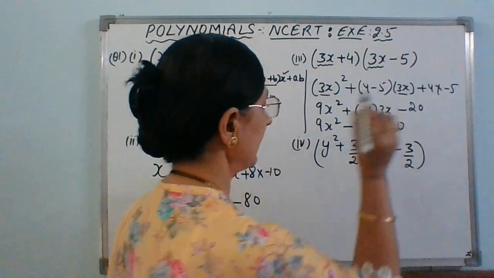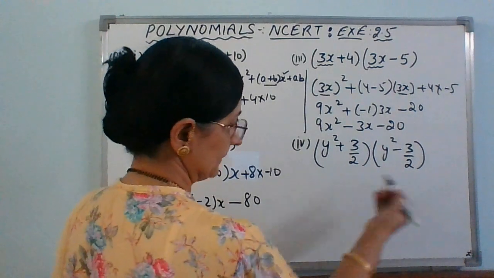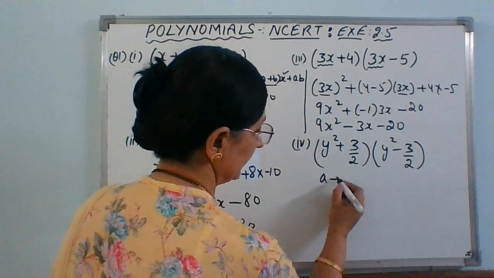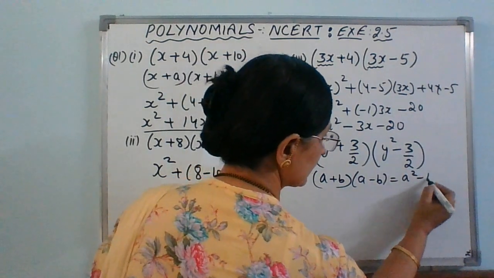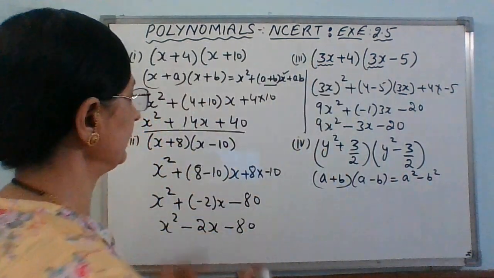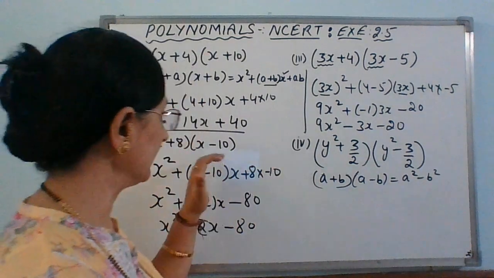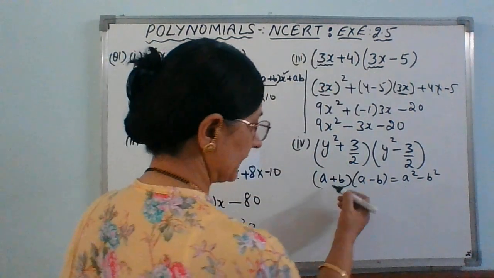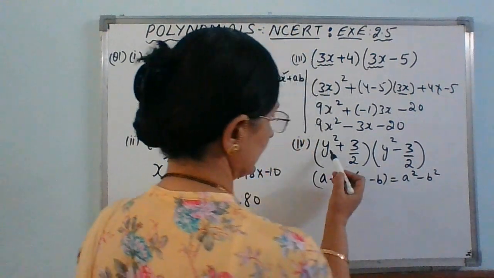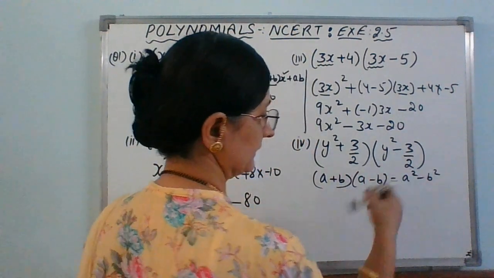I hope it's clear. Now a different formula has started, so I'm going to write that identity here. a plus b into a minus b. What is that? a square minus b square. You have to write the identity in every question, right? Before doing that question, write that identity, that formula. So here a plus b into a minus b. This is a plus b, a minus b, right?